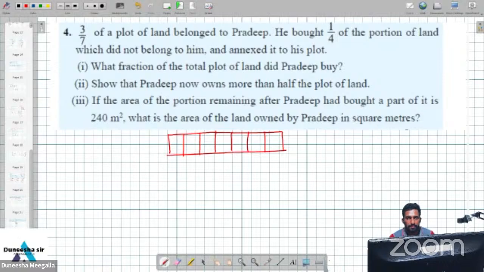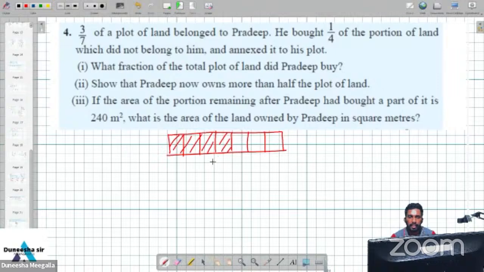How much does he own? Yes, 3/7. Then after he bought 1/4 of the portion of land which did not belong to him, how much is not owned now? 4/7, then he bought how much? 1/4 of it. Then how much now?